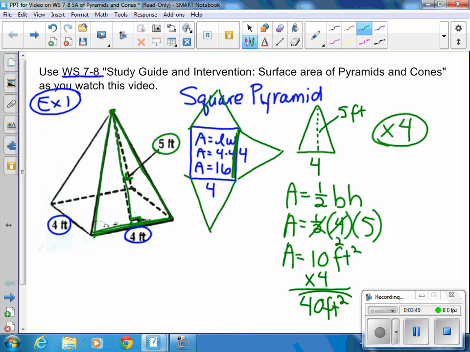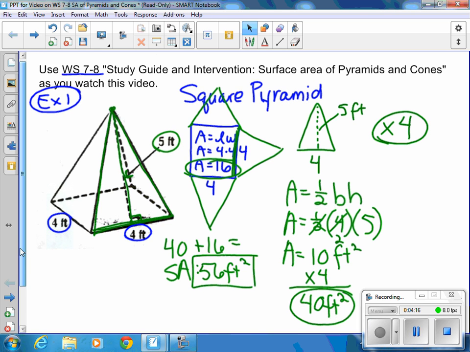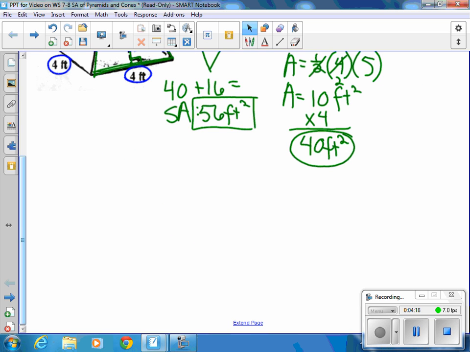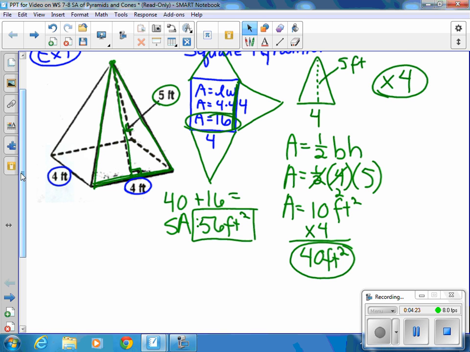Now remember, this is just for my triangles, and then this was my area for my square. So I have to add those 2 up. So I have 40 plus 16 gives me a total of 56 feet squared. So that's my surface area. That's what we're doing there. Surface area is 56 feet squared because I found each individual thing, and then I just went from there. Now there is a formula, as I was saying, so I am going to show you how to do it with the formula as well. The formula does get a little bit tricky, though.